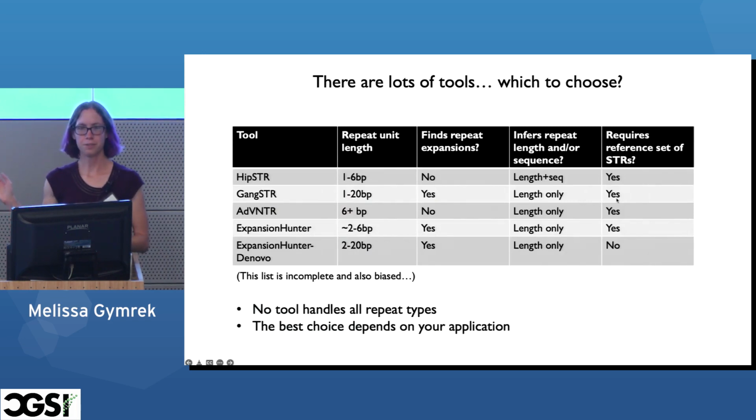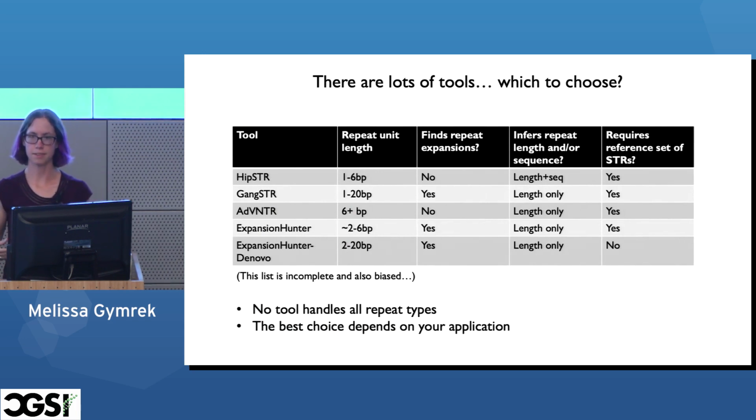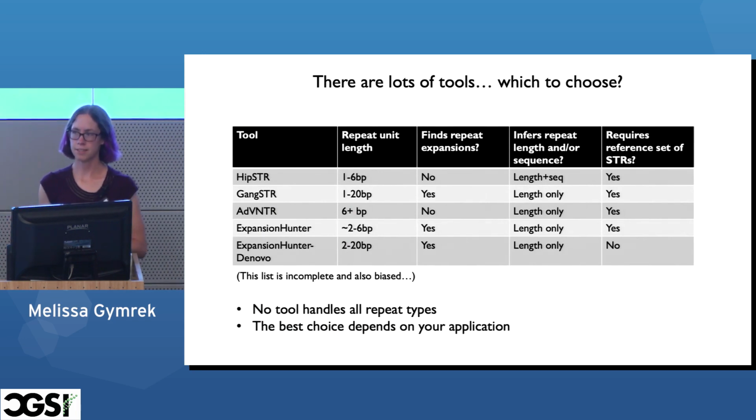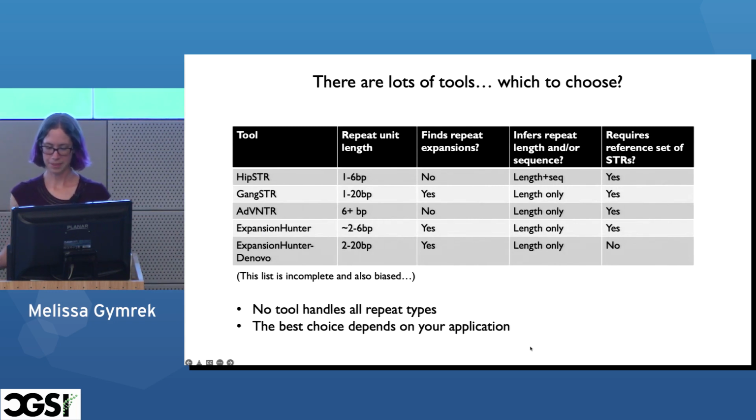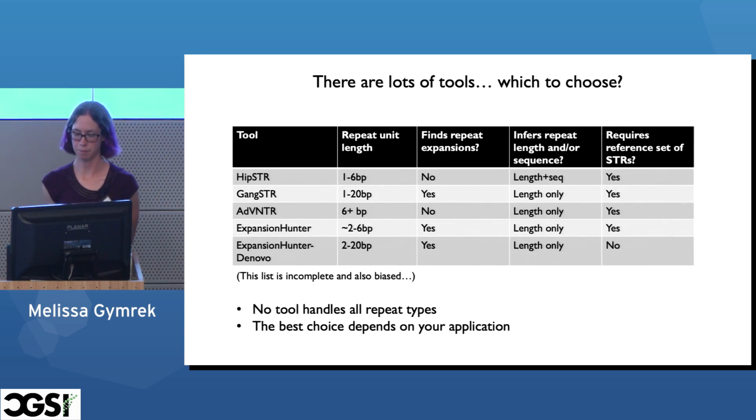There are now many tools that do some flavor of this. There are many existing tools out there that will take in a list of repeats and then try to estimate the copy number at each of the different repeats in some set that you give it. This is a biased list, and it's also an incomplete list. But one point that I want to make is that none of these tools is perfect and none of these is the best. They all have different pros and cons.